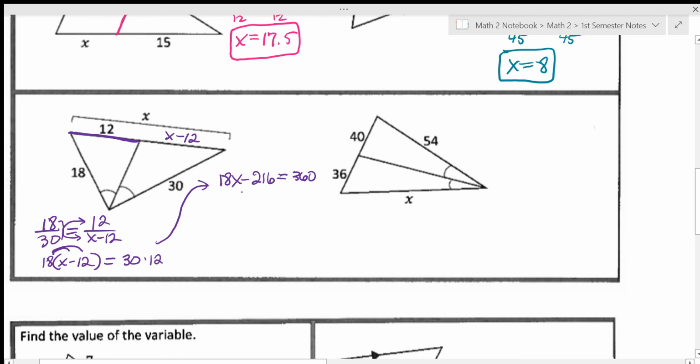Then I'm going to add 216 to both sides. 18x equals 576. Divide by 18, and I get that x equals 32.